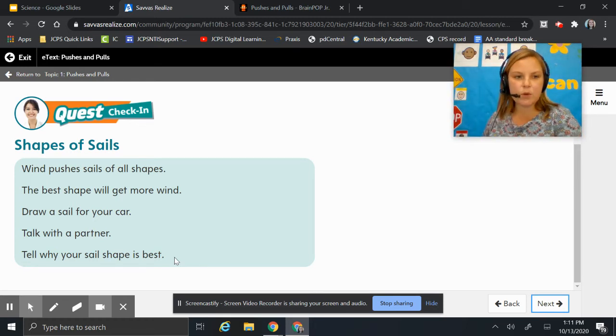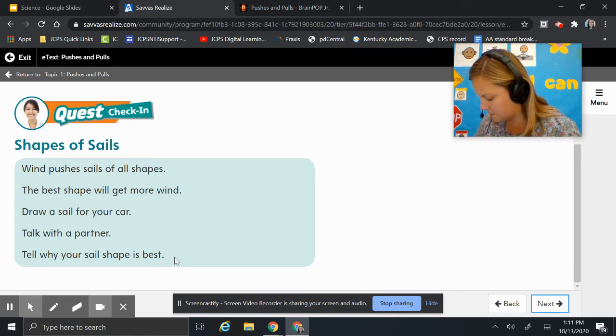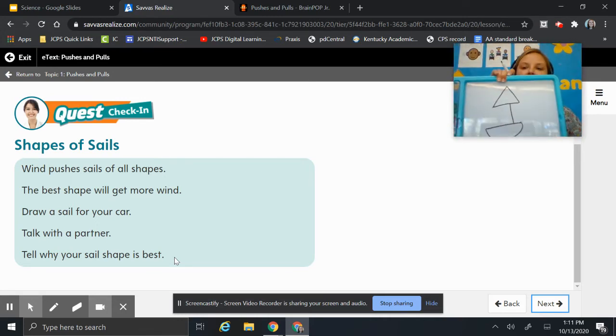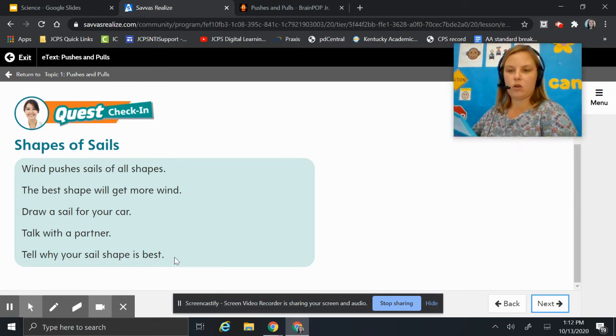Most of the time when we think about sails, they're usually triangles. So I'm going to draw a picture for you. I'm not the best artist, but here we go. Here's our boat and our sails. Our sails are usually triangles, and it helps with the wind to be able to pick up that wind and move.